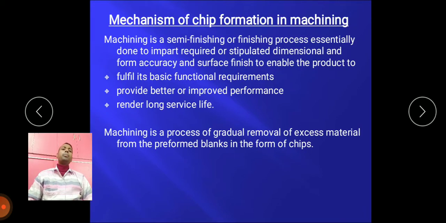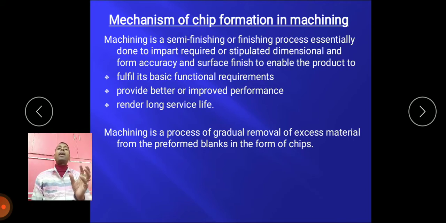So, the mechanism of chip formation in machining. What is machining actually? Machining is a semi-finishing or finishing process essentially done to impart required or stipulated dimensional and form accuracy and surface finish, to enable the product to fulfill its basic functional requirement, provide better or improved performance, and render longer service life. Machining is a process of gradual removal of excess material from the preformed blank in the form of chip.